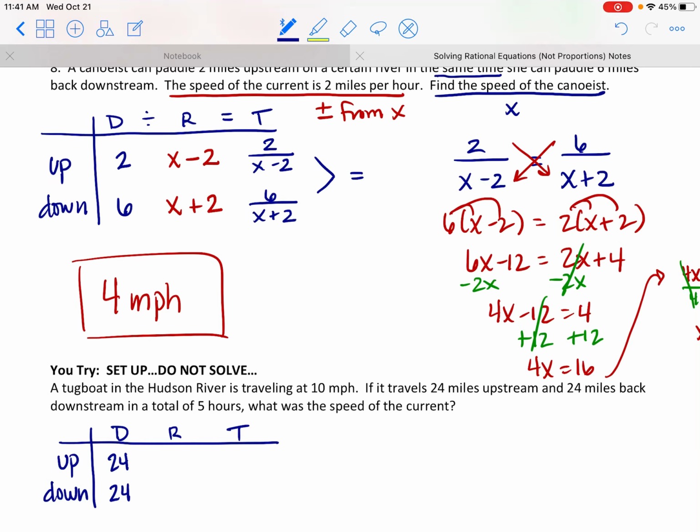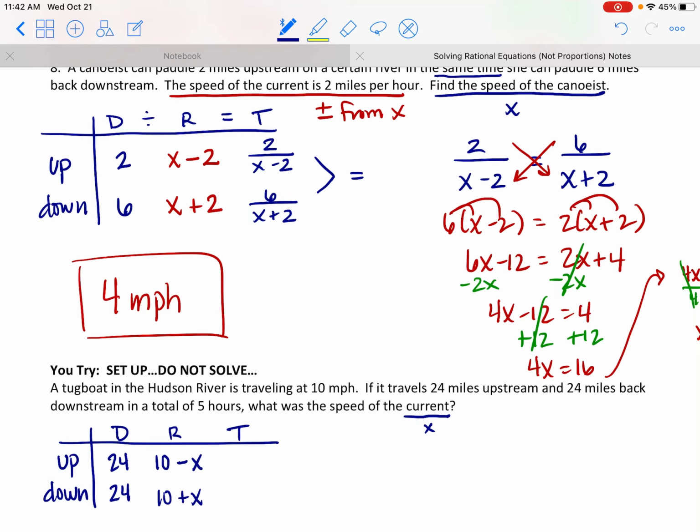So for the rate, I know the tugboat's going 10 miles per hour, and then the speed of the current, let's call that x. We're going to have to subtract that when the tugboat's going upstream because it's going to be slowed down by that current. And then the 10 miles per hour is going to be added to the speed of the current when the tugboat's going down the river, downstream, because it's going with the current because it's going faster.